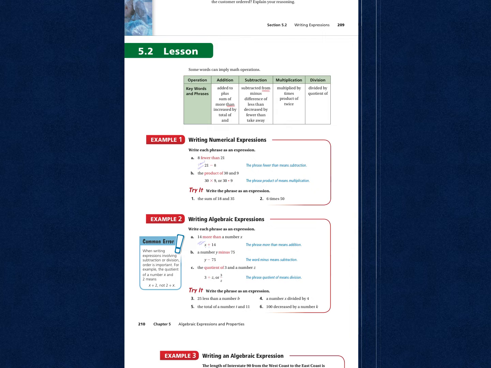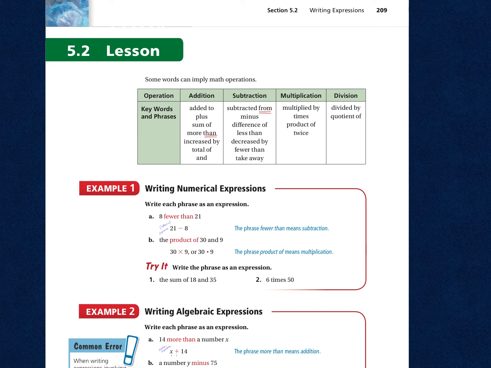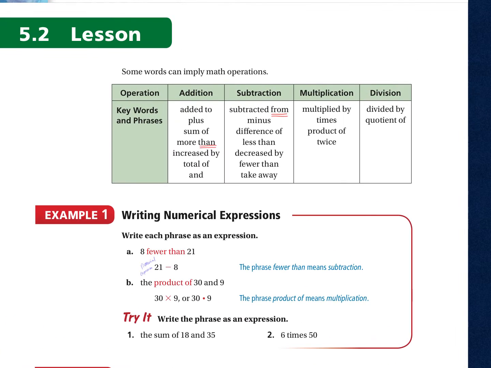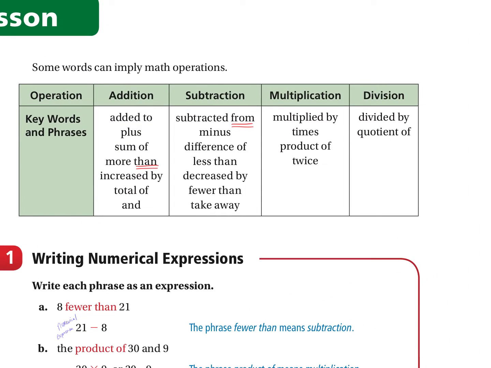For 5.2, we're going to focus on writing expressions using words, or creating expressions from words. Understanding the meaning of words is really crucial here. So let's take a look at some words that can imply math operations. For the operation of addition, some things that imply addition are added to, or plus, or the sum of, or more than. All of these would mean that there's some type of addition happening.